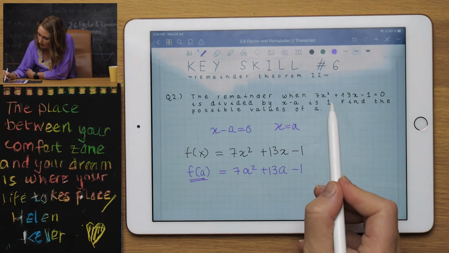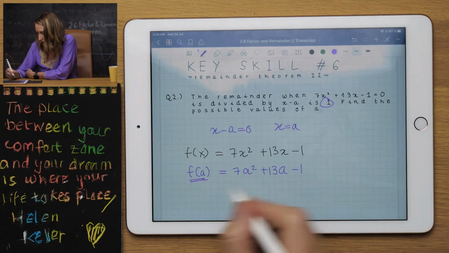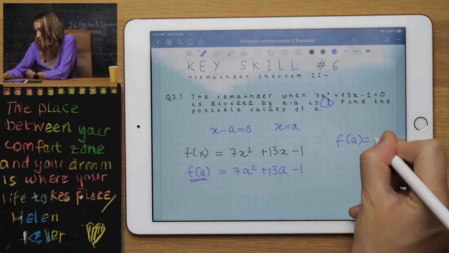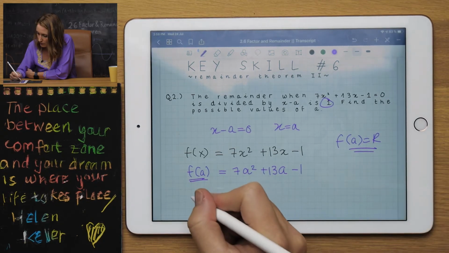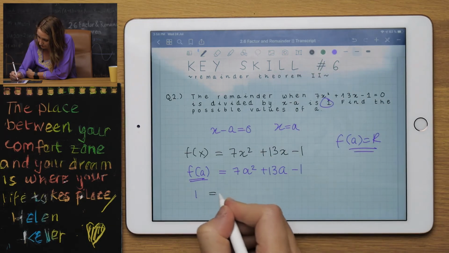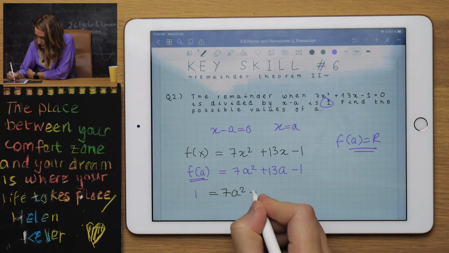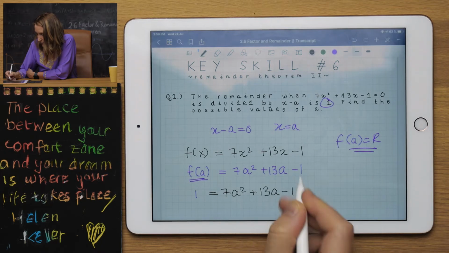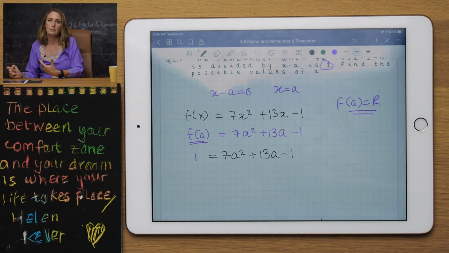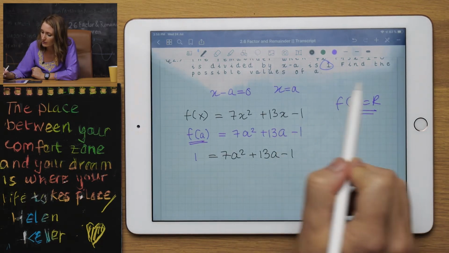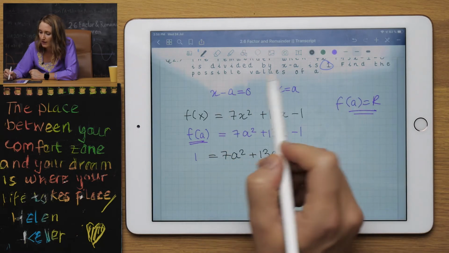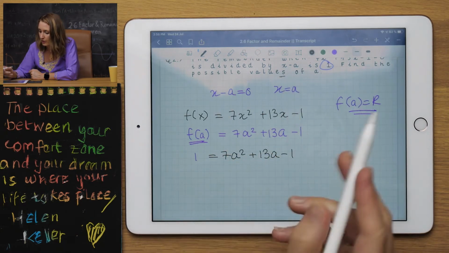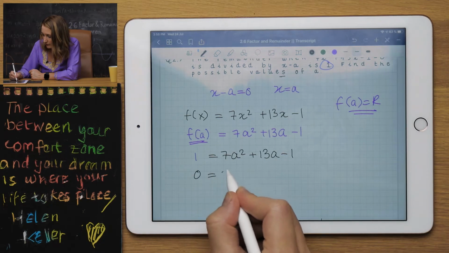And this is where the remainder should go. We've been told that the remainder is 1. Okay, if you remember, f of a is equal to the remainder r. So we put a 1 here. 7a squared plus 13a minus 1. Okay, this is shaping up to look like a quadratic, and we've got the second hint that says find the possible values, plural, of a. So let's bring everything to one side.